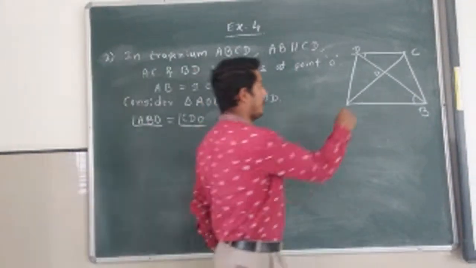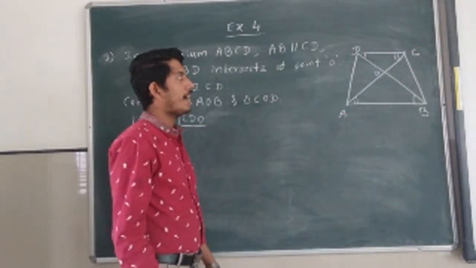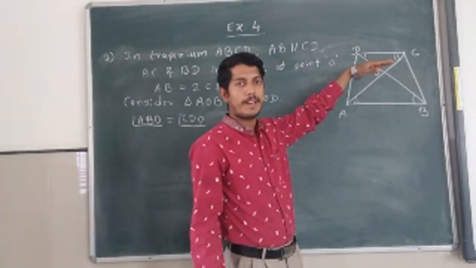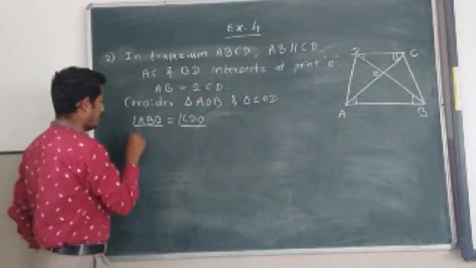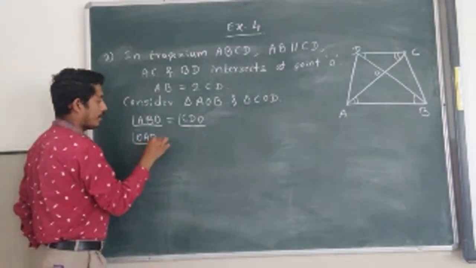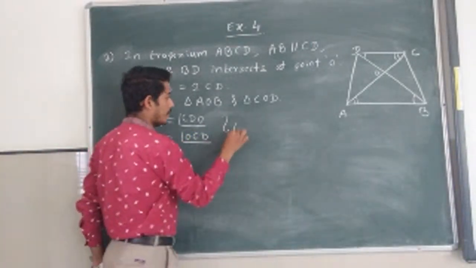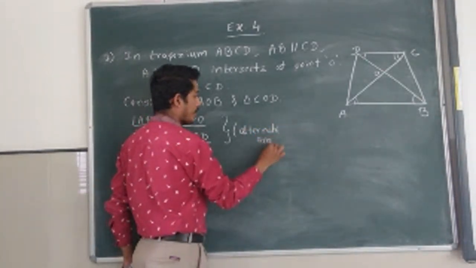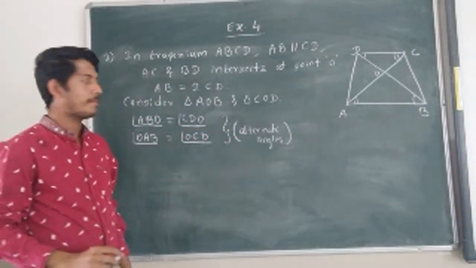Next I will consider angles OAB and OCD. They are also equal to each other because AB and CD are two parallel lines intersected by the transversal AC. Therefore, angle OAB is equal to angle OCD. The reason is alternate angles.